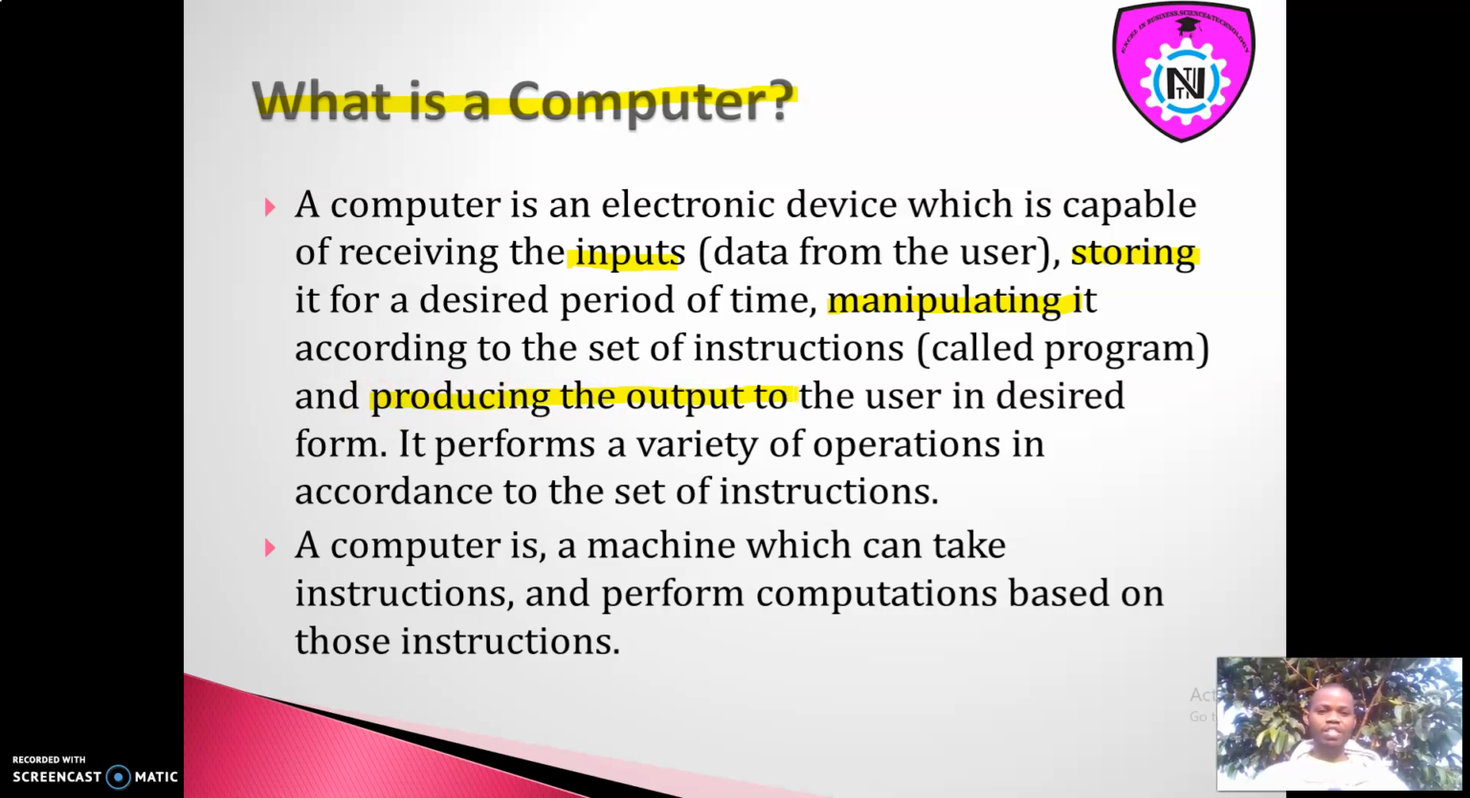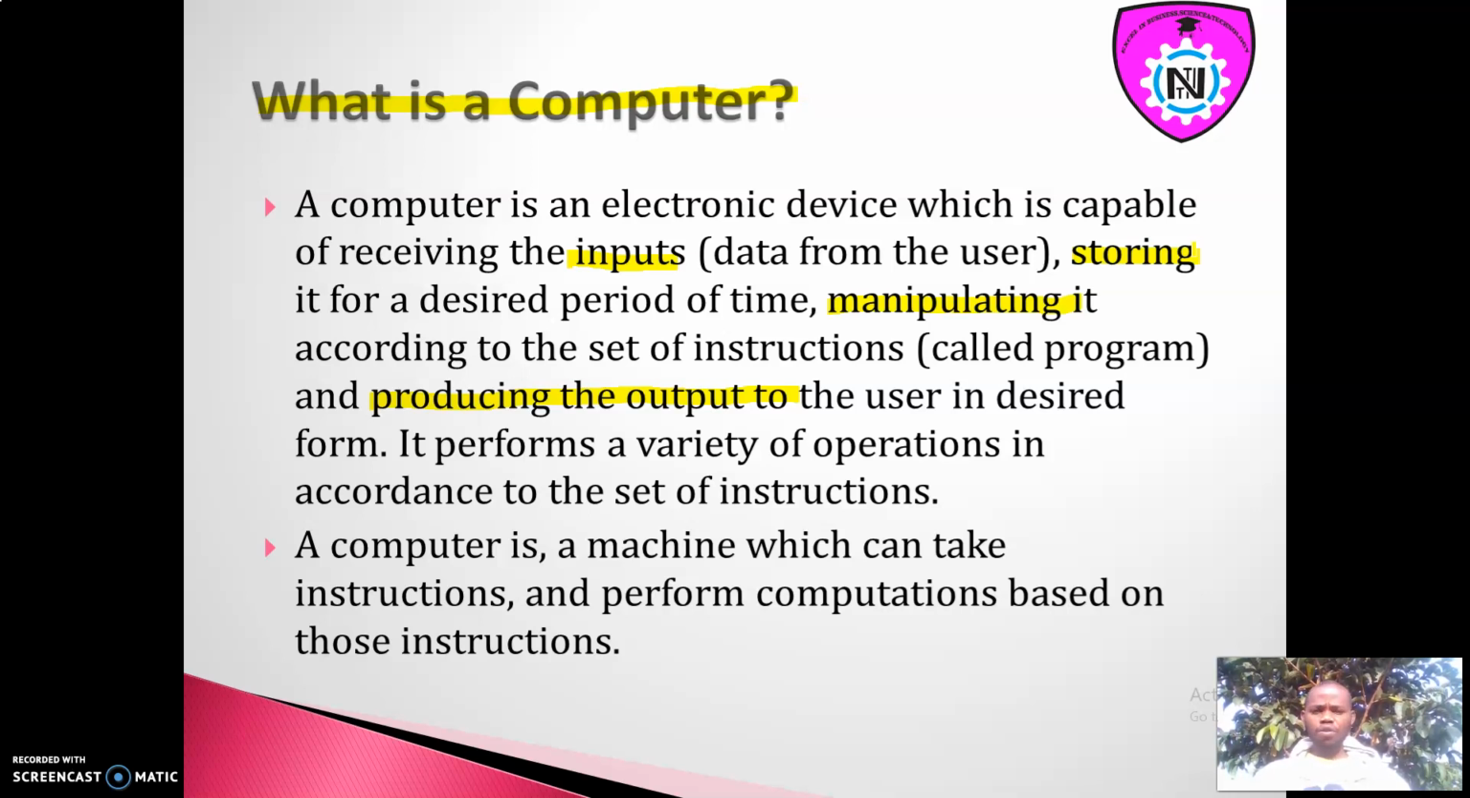Now, these are actually four things that you need to be aware of when you are talking of what a computer is. We are saying that it is a device that is capable of receiving what? Inputs from a user, storing those inputs for a desired period of time, manipulating it according to set instructions called programs, and producing the output to the user in a desired form.